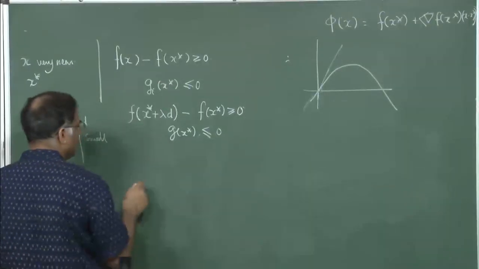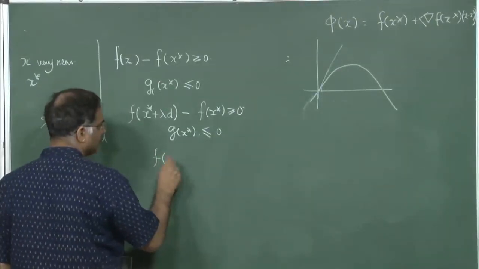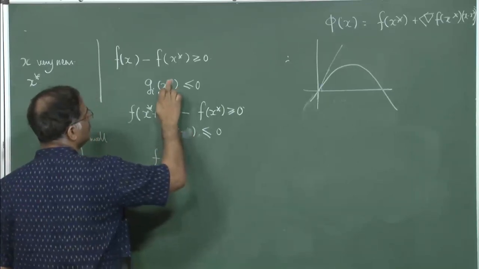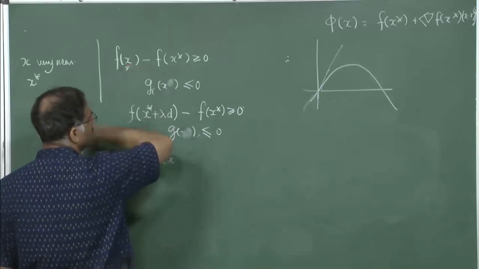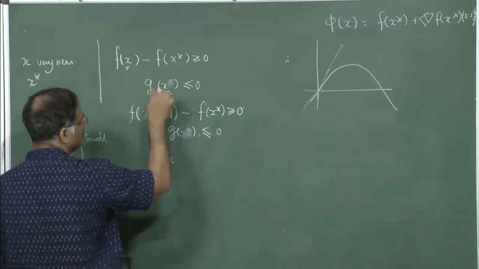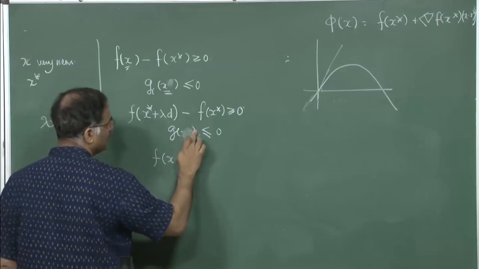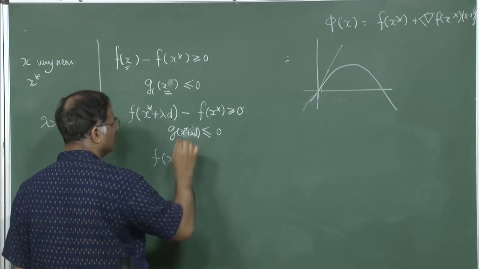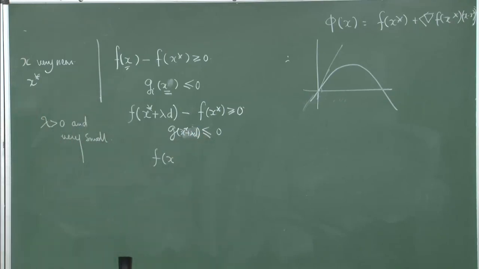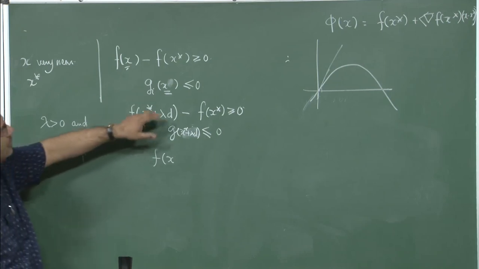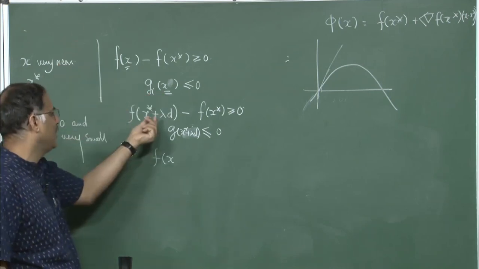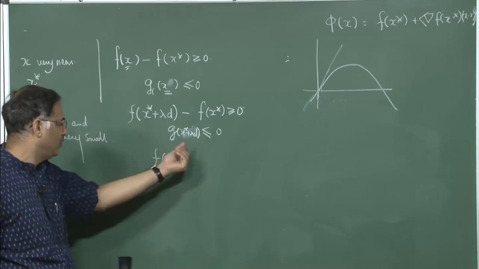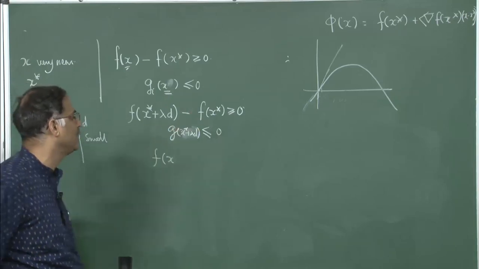So, what we get here is, now g(x star plus lambda d), sorry, I made a mistake, g(x) should be less than or equal to 0, x should be feasible. Please just correct this mistake. It should be that g(x bar plus lambda d) should be less than or equal to 0. So, I am just finding one of the x's: a point which is very near x and is feasible, meaning it is also satisfying this.